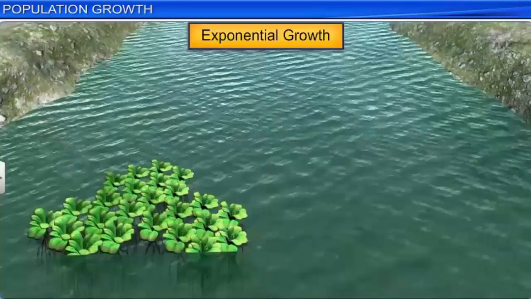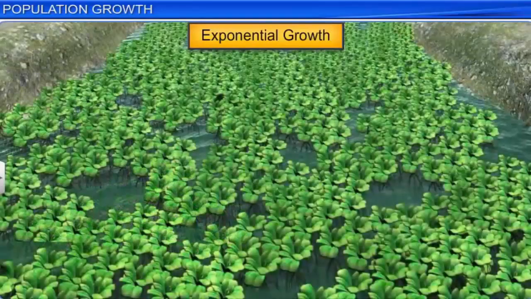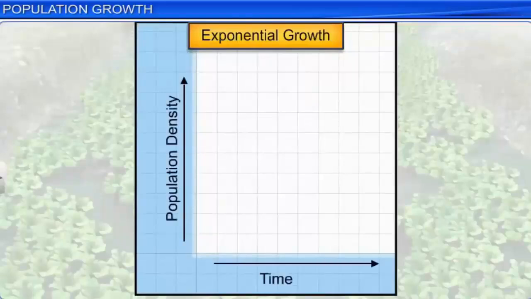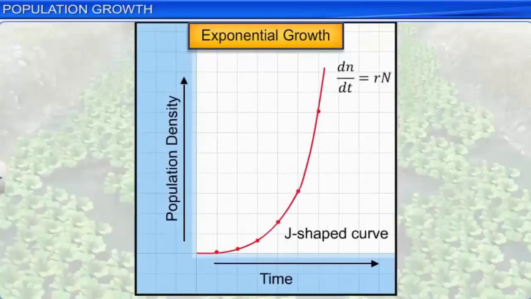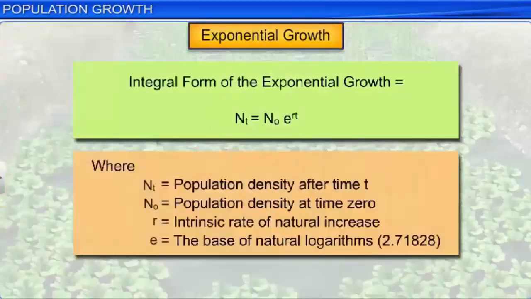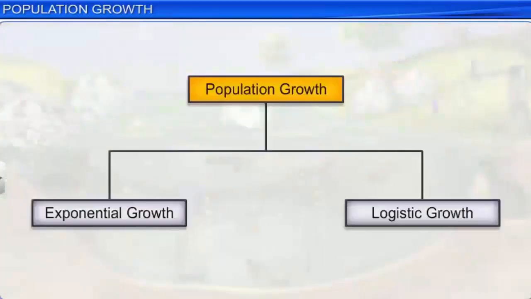Now, to determine the population growth pattern of the pistia plant, we plot various readings of population density against time. On plotting the readings, you will notice a J-shaped curve which shows two phases, a lag phase followed by an acceleration phase. Moreover, with the basic knowledge of calculus, you can derive the integral form of the exponential growth using the equation as shown. Thus, an exponential growth pattern is seen when resources are unlimited.